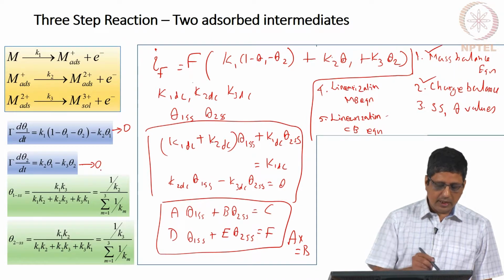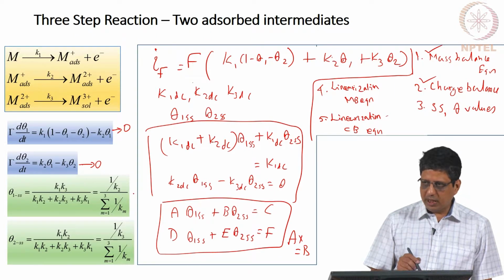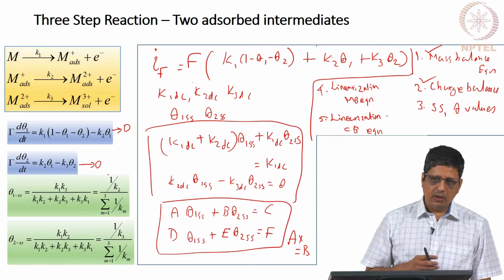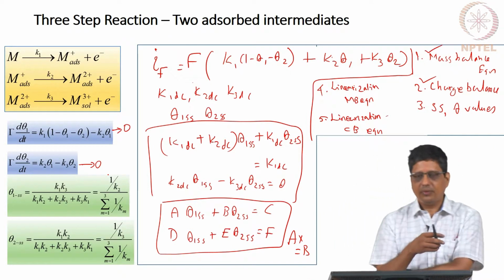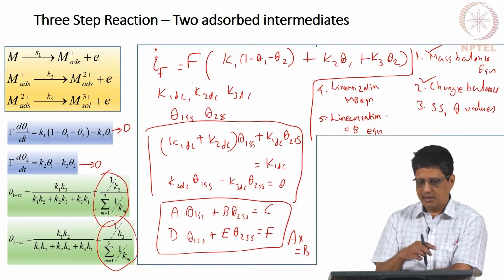So, 1 by K2 tells you how slowly this is consumed, and the sum of all this, 1 by K1, 1 by K2, 1 by K3, can come in the denominator. This tells relatively how slowly theta 1 or M plus adsorbed is consumed compared to other species consumption rate. But this shortcut may not work in all cases.